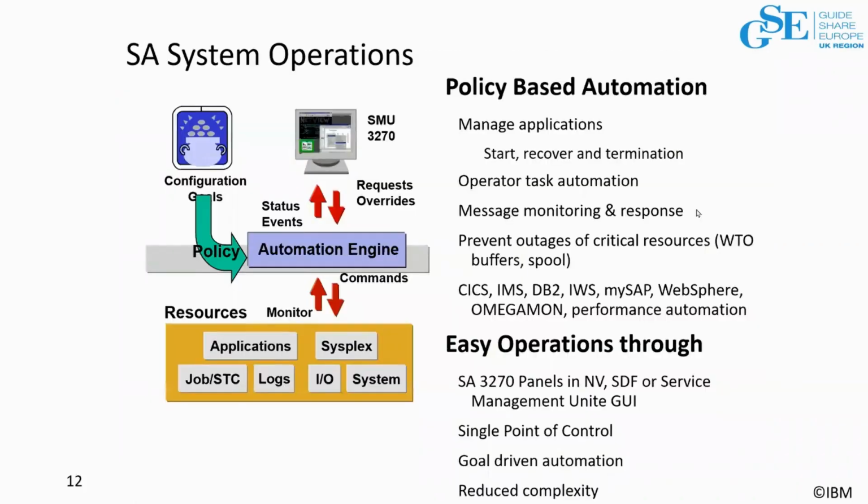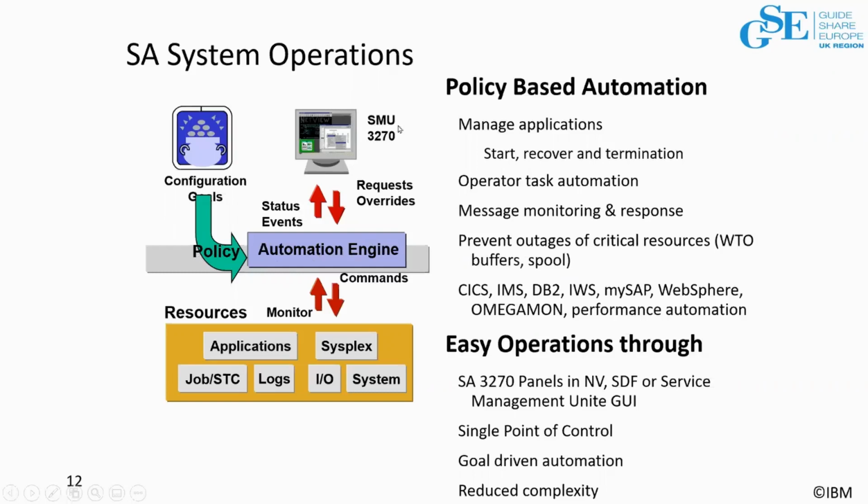So, policy-based automation. In the policy dialog, you set the configuration, you set the goals. There's a build process you go to, and then that generates the policy. And then the policy is used by the automation engine to decide what to do. And then there are user interfaces.